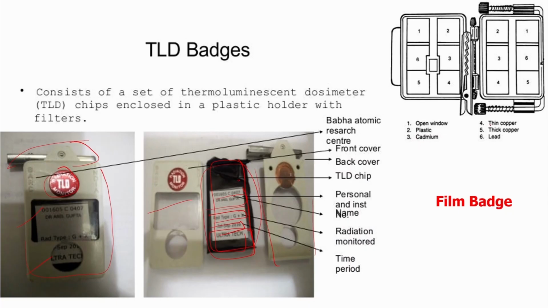Fourth there was a thin copper, fifth there was a thick copper, and lead was the sixth. So why are these different types of filters there? Because the radioactive material emits alpha, beta, gamma radiations, and X-rays.